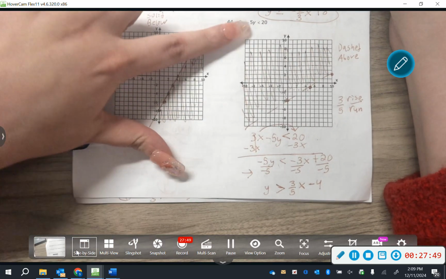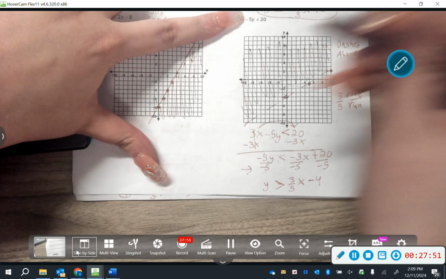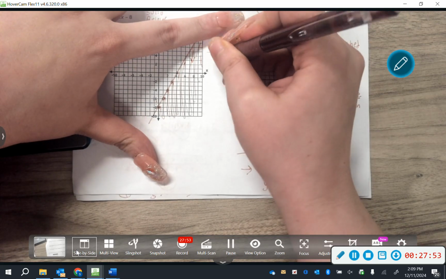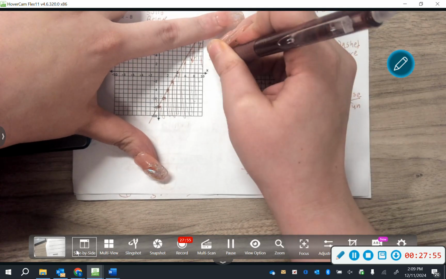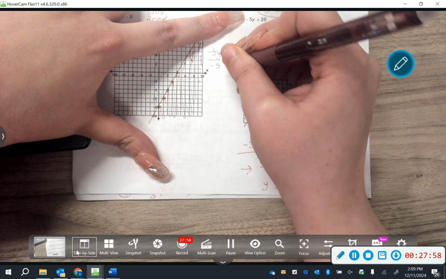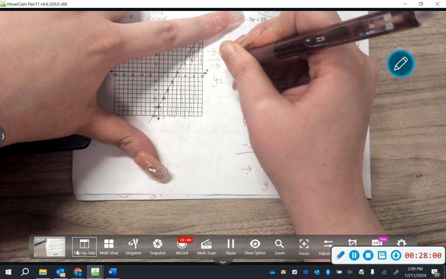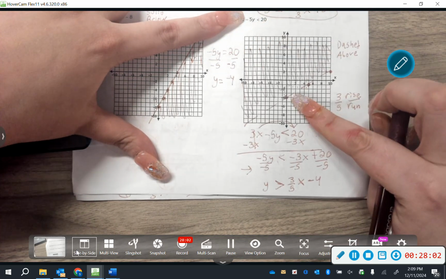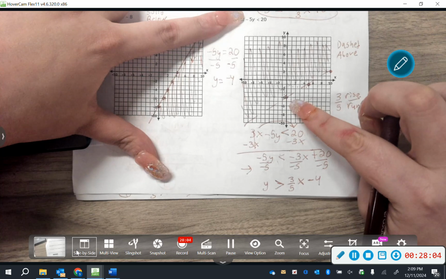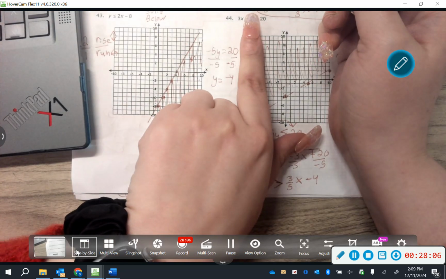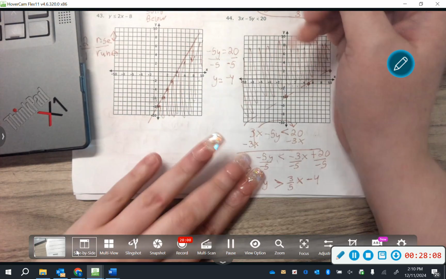If you're someone who wanted to try to do the cover-up method on it, you could have done that. If I cover up this, I'm left with negative 5y equals 20. Divide by negative 5, y equals negative 4. Plot a point on your y-axis at negative 4. This one would be x equals 20.